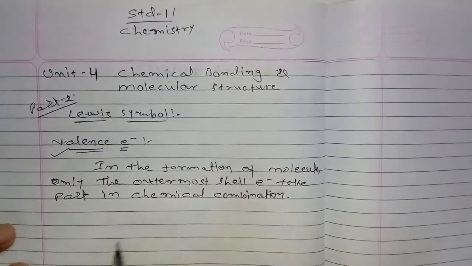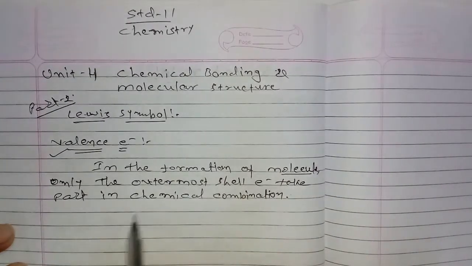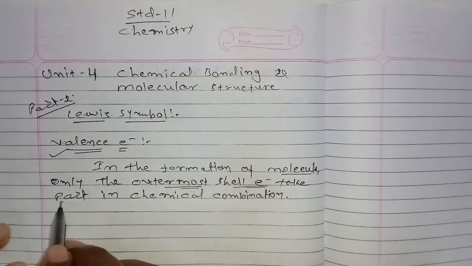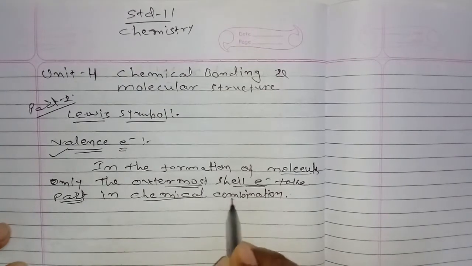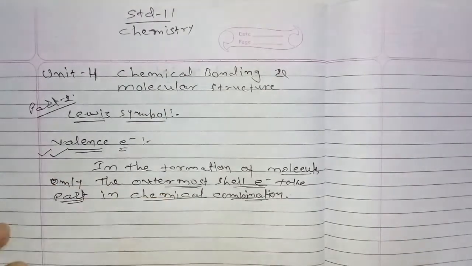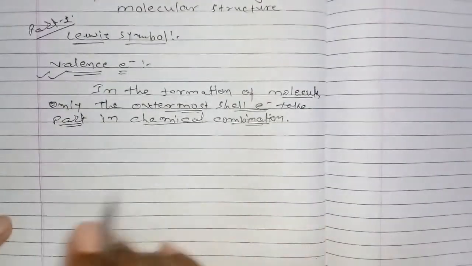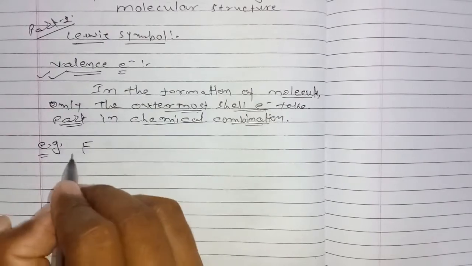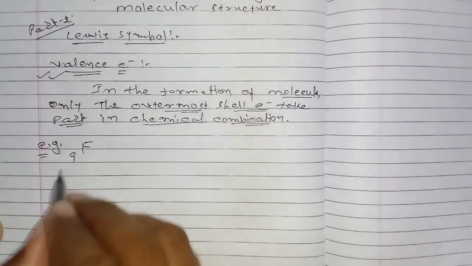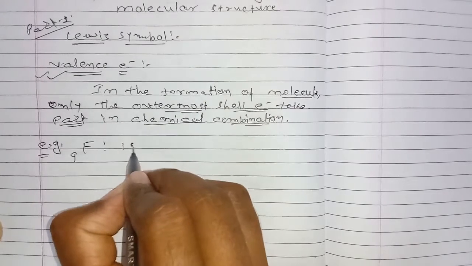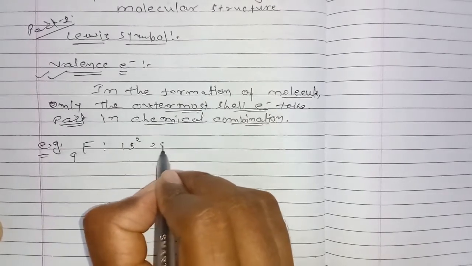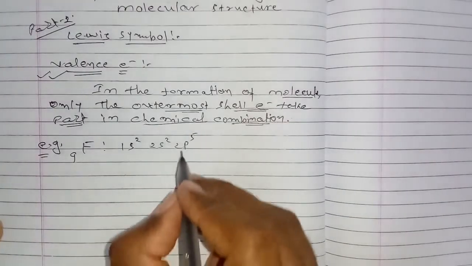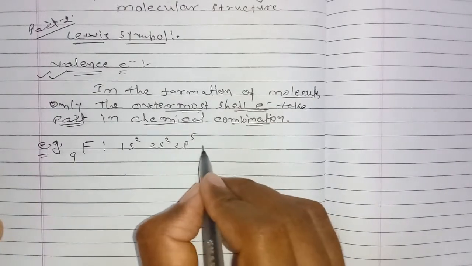Valence electron. In the formation of a molecule, only the outermost shell electrons take part in chemical combination, and these are known as valence electrons. For example, fluorine has atomic number 9. Its electronic configuration is 1s2, 2s2 and 2p5. In the outermost shell there are 2 plus 5, 7 electrons.